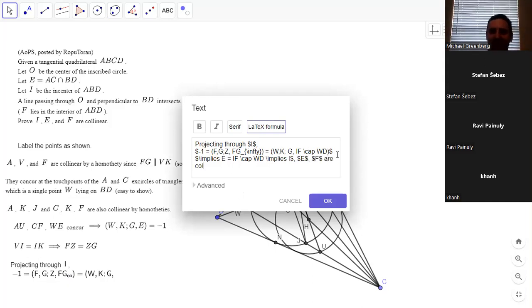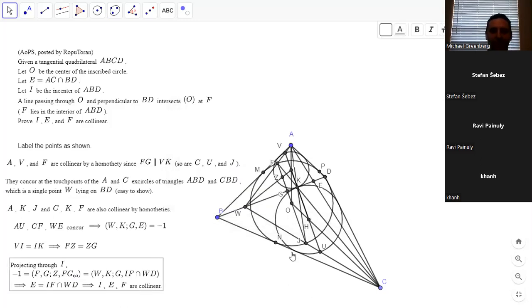This is an awesome solution. Thanks a lot, Stefan. All right, so we are out of time now. So I'm very happy we were able to solve this one. So yeah, thanks everyone for joining and staying this long.